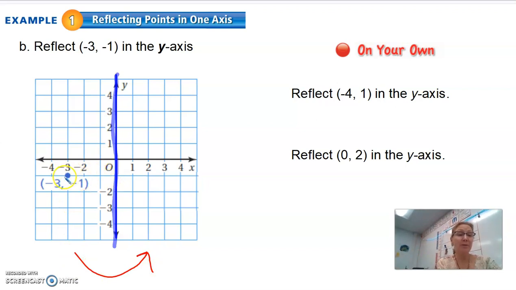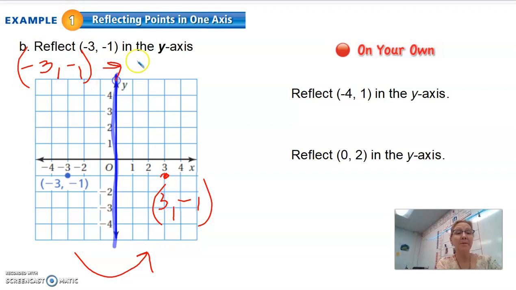So notice that it's 1, 2, 3 spaces to the left. So it stays on this same horizontal line and goes 1, 2, 3 spaces over to the right. So I end up with positive 3, negative 1. So my reflection went from negative 3, negative 1, to positive 3, negative 1. So this time the x value is changing to the opposite.